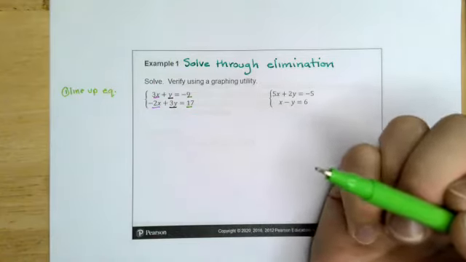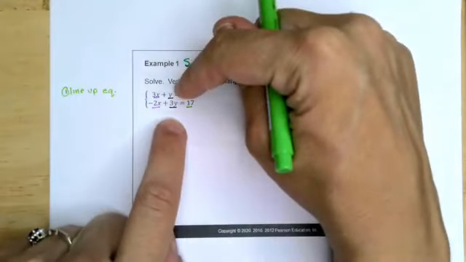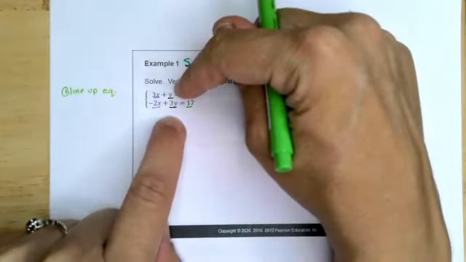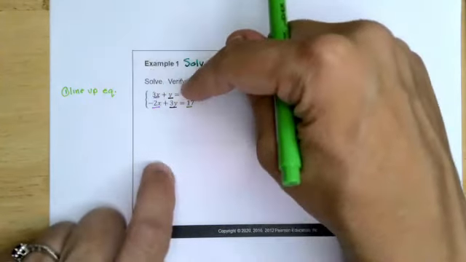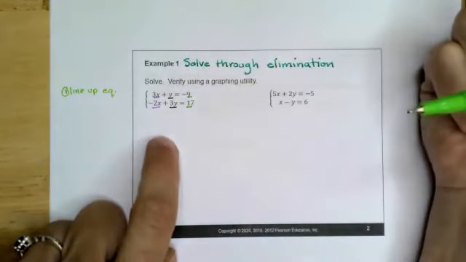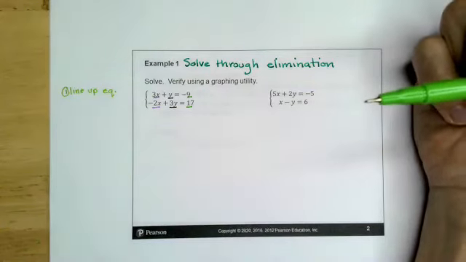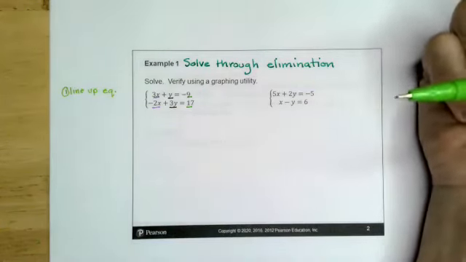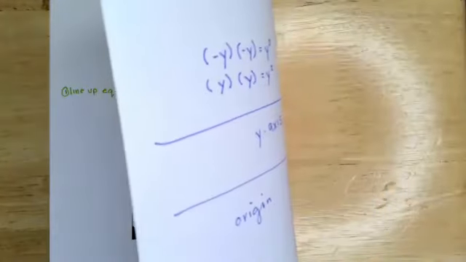If I wanted to eliminate the y's, I have a y and a 3y. The smallest number I can turn them both into is a 3, right? So I would multiply everything up here, not just by 3, but by negative 3, so that the y became a negative 3y, okay? So I want to real quick just show you those two different options.